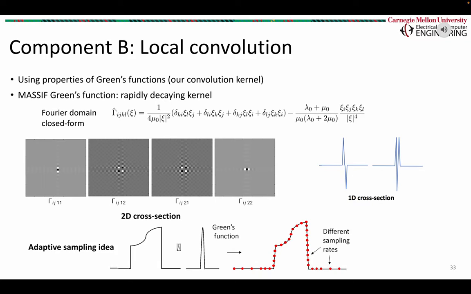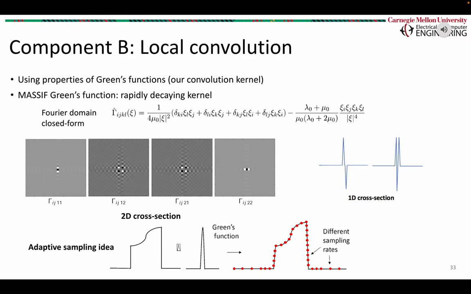The adaptive sampling strategy is derived from the Green's function kernel. This kernel has a rapidly decaying form as seen from the plotted cross-sections. The gray areas are the regions where values are zero or negligible, and so we see that the kernel has this peak in the center, and then it decays off rapidly.